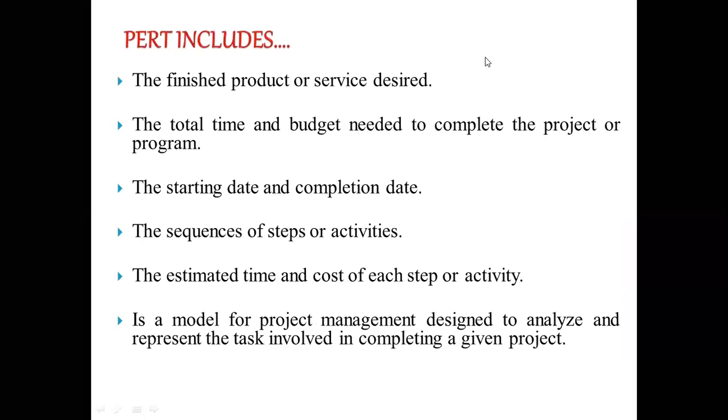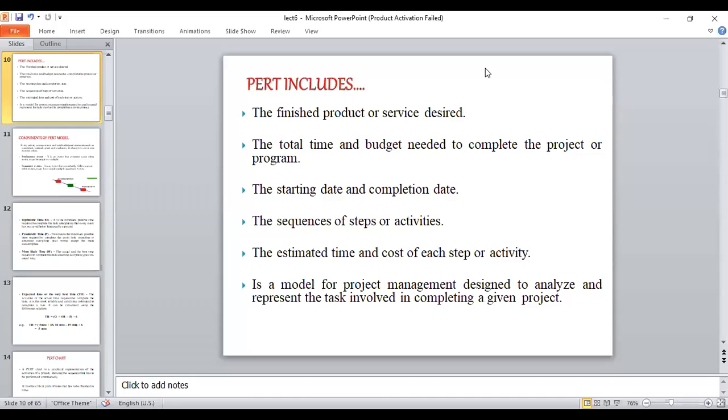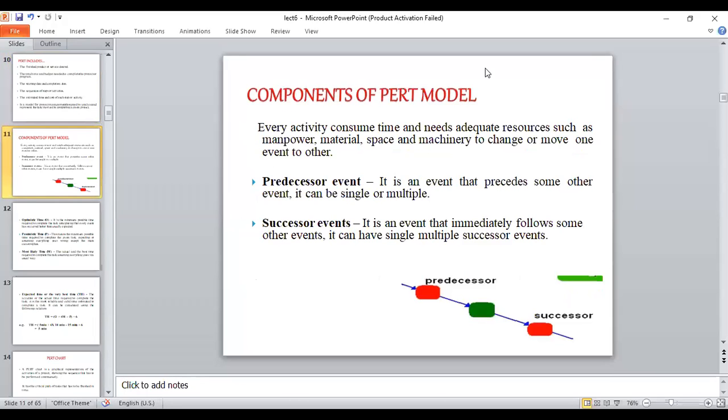The PERT model consists of the finished product or service desired, the total time and budget needed to complete the project or program, the starting date and completion date, the sequence of steps or activities, and the estimated time and cost of each step or activity. It is a model for project management designed to analyze and represent the tasks involved in completing a given project. Components of the PERT model.